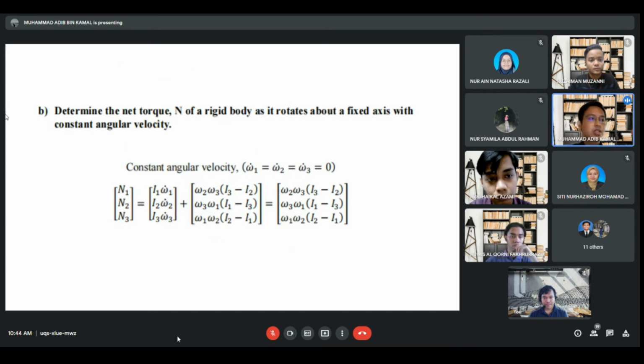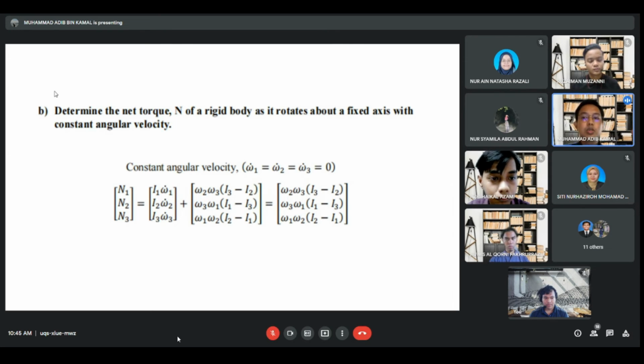Next, we go to question 2, B. Determine the net torque of a rigid body as it rotates about a fixed axis with constant angular velocity. As the first application of the Euler equation, we take up a special case of a rigid body that is constrained to rotate about a fixed axis with constant angular velocity. Then we know that constant angular velocity means omega dot 1 equals omega dot 2 equals omega dot 3 equals 0, because it is a fixed axis. Next, we cancel.